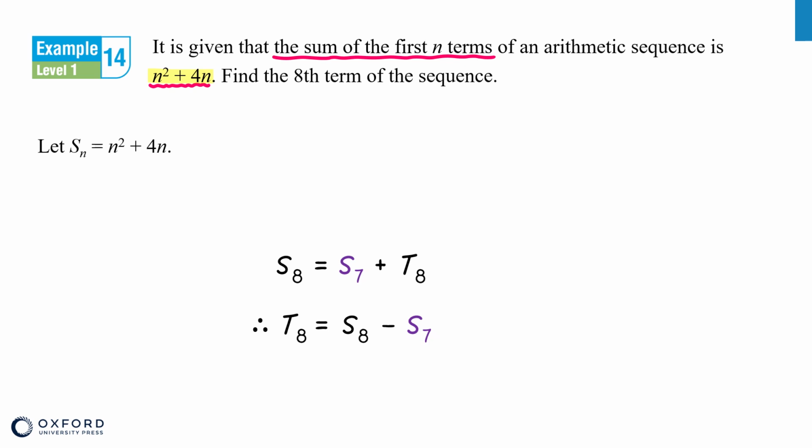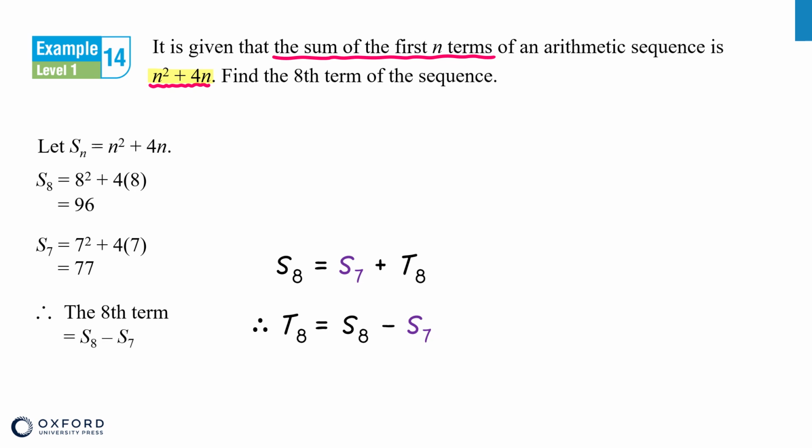Can we find S8 and S7? Of course, just put 8 and 7 into the summation formula, and we'll get 96 and 77 respectively. As said, the eighth term equals S8 minus S7, so it's 96 minus 77, and the answer is 19.